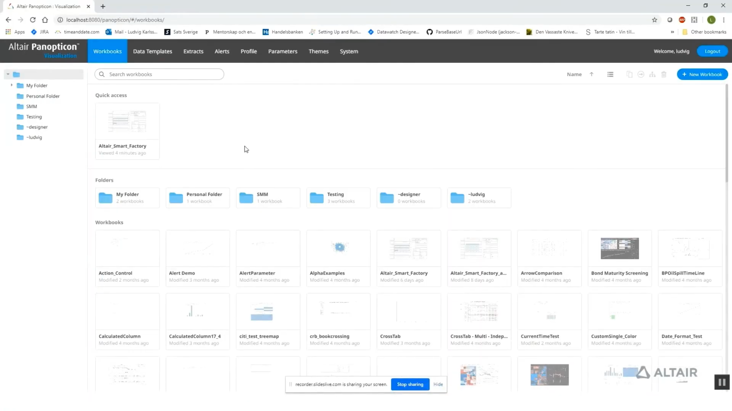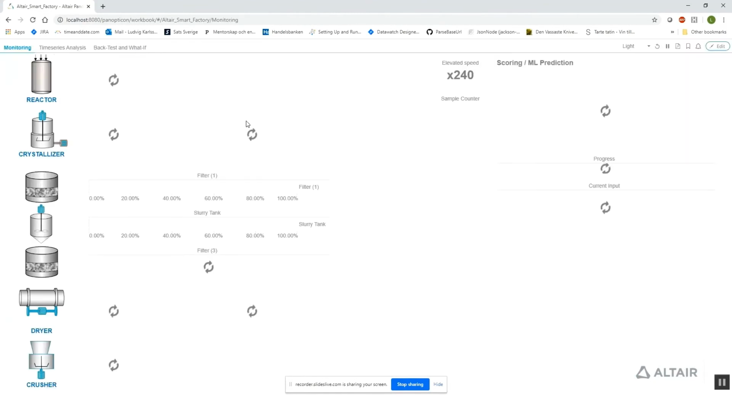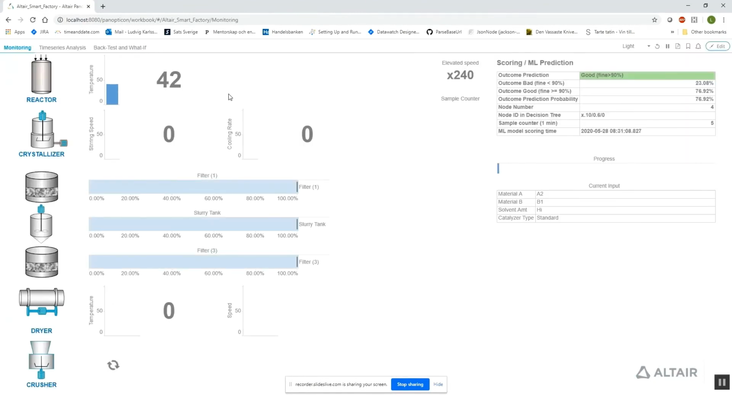Let's go to the Panopticon visualization server and open up the Altair Smart Factory workbook. In the first dashboard, we have a monitoring focus. The display emphasizes detail about what is happening right now in this moment. In real life, the physical production process runs for 700 minutes, with sensors collecting data about the process once every minute. For this presentation, we're running the process at an elevated speed, where 4 minutes of sample data is pushed through every second. We can observe the latest measurements as collected by sensors for each step in the process. This gives clear information about the current status.